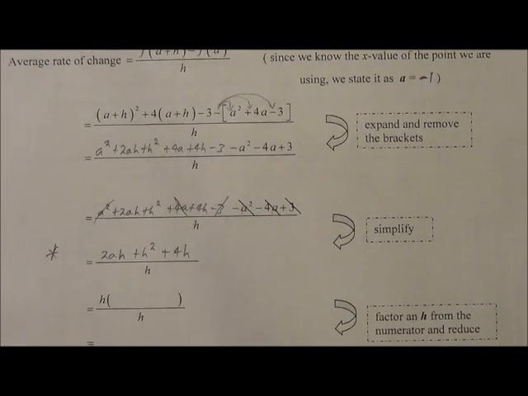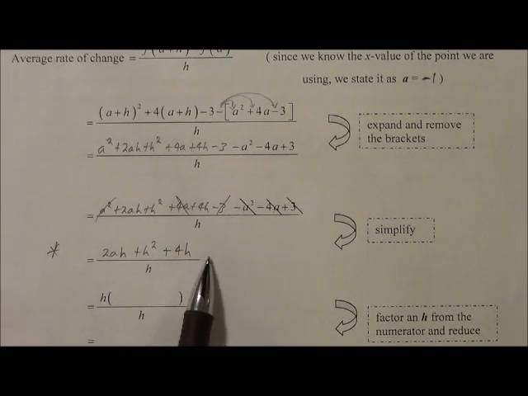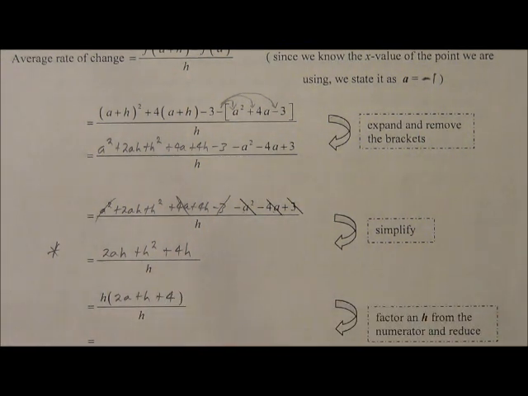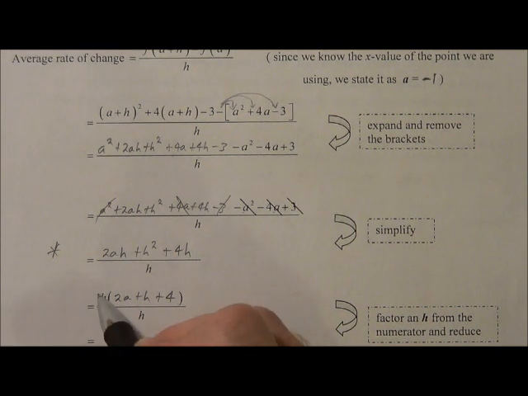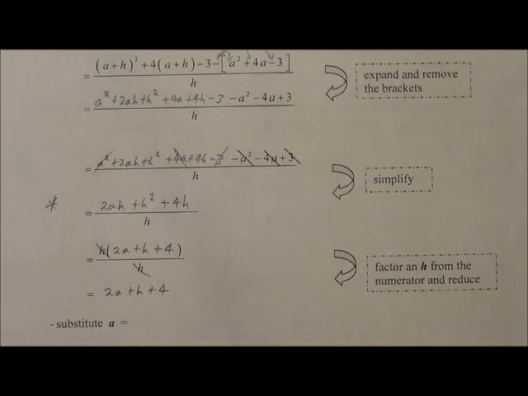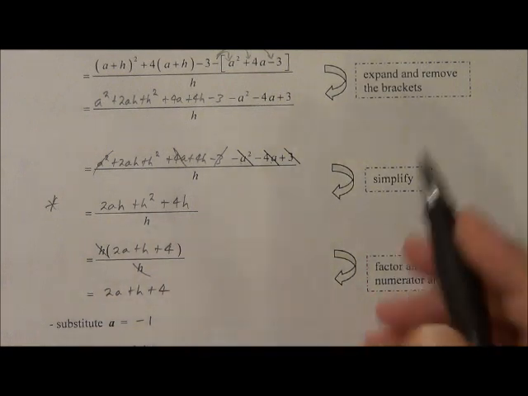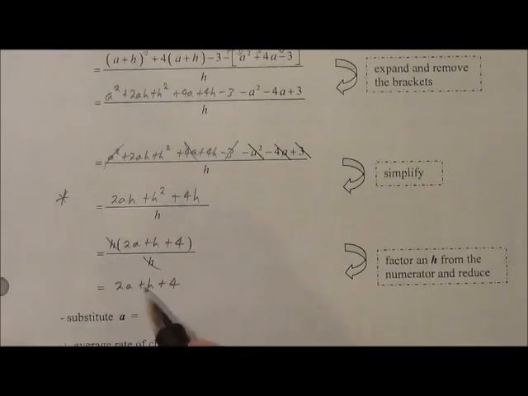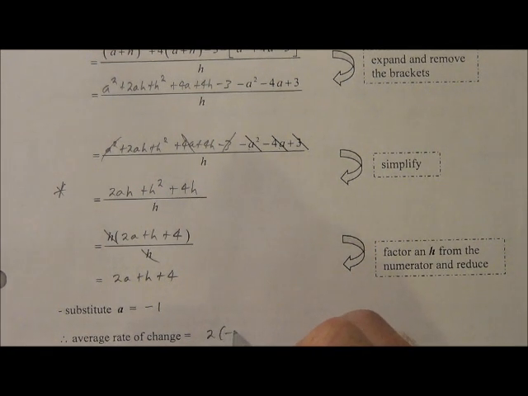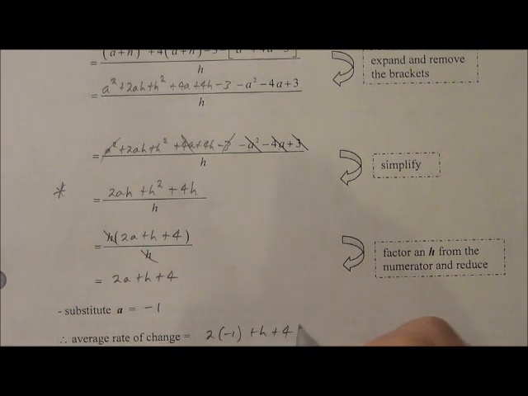Then what we're going to do is factor out an h from each of those terms, and we'd be left with 2a plus h plus 4. Okay, now we'll simplify here, reduce down the h's, and then we're left with 2a plus h plus 4. Now we substitute in a equals negative 1, like we had up here at the top. And so then our expression for average rate of change is 2 times negative 1 plus h plus 4, and when we simplify this, we get 2 plus h.